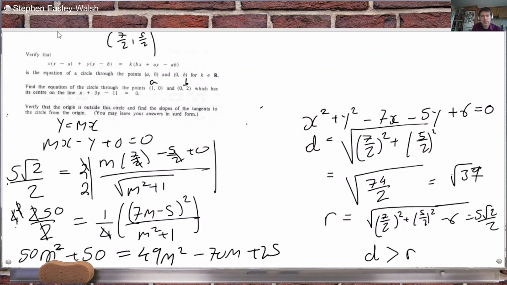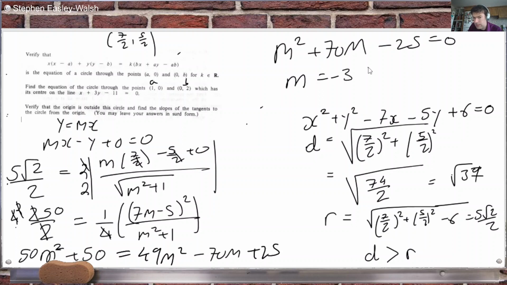Okay, so the quadratic we get will be m squared plus 70m minus 25 equals 0. And you have to use the quadratic formula because it says it's in surd form. So if you use the quadratic formula, you get m equals minus 35 plus or minus 25 root 2, which I think is what it should have been when I did the correction video last time.